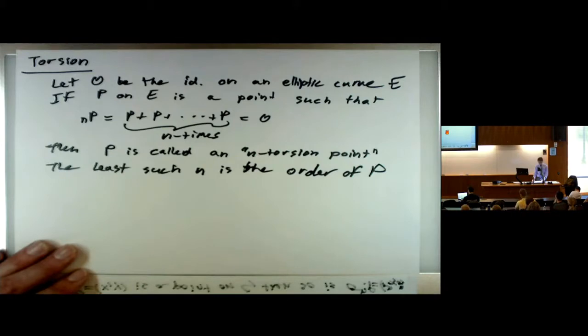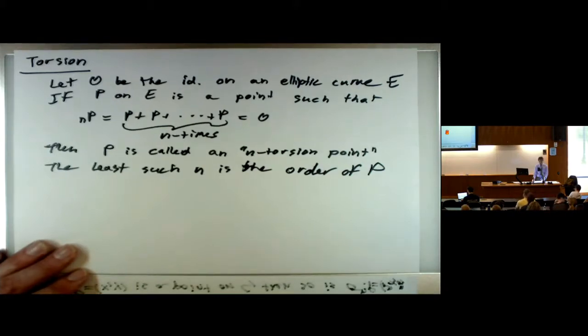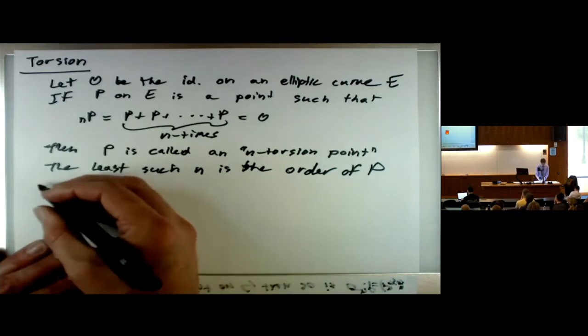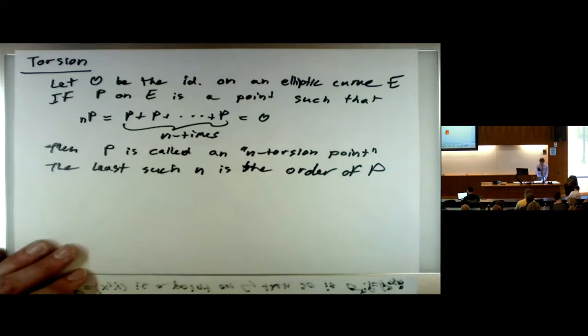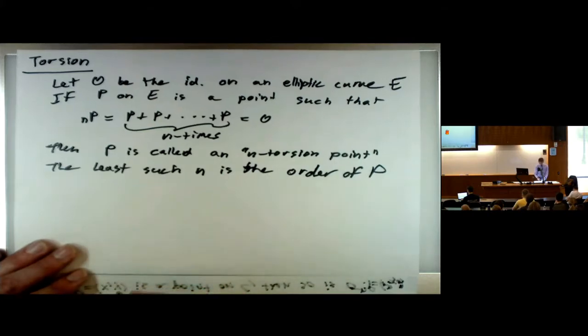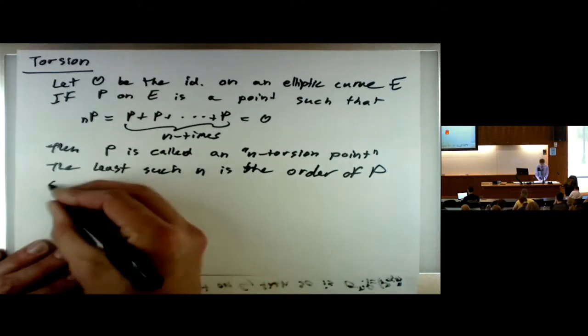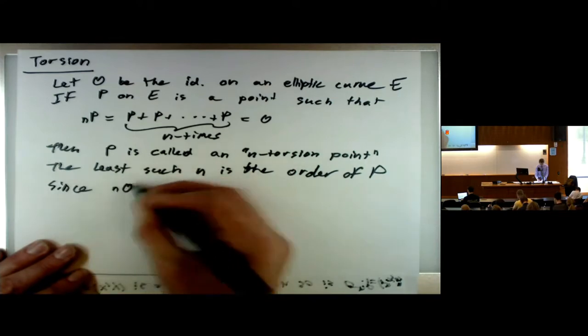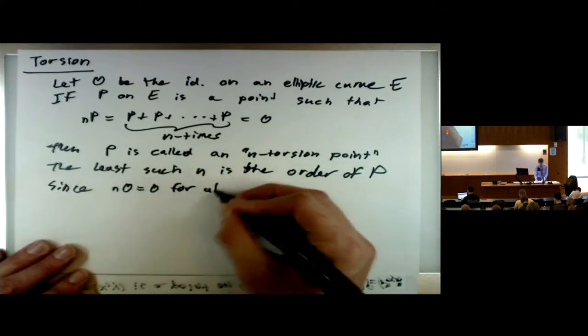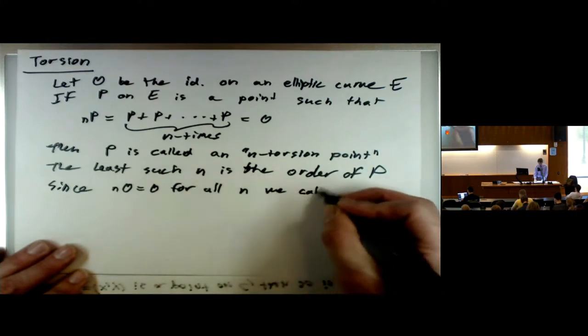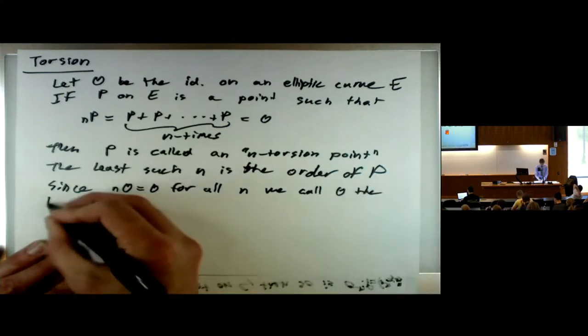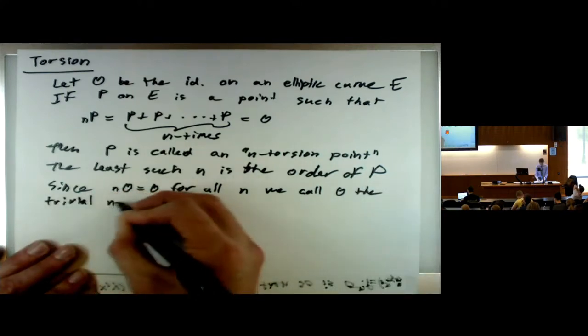The n torsion points are the points of order dividing n. That's important. We know that no matter how many times we add the identity to itself, we always get the identity back. So the identity is always an n torsion point, and since nO equals O for all n, we call O the trivial n torsion point.